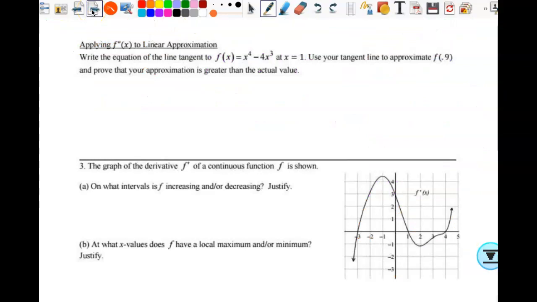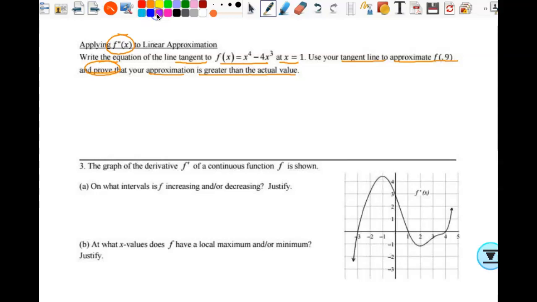Okay. Now, we're going to apply f double prime to linear approximation. So this says, write the equation of the line tangent to this function at x equals 1. Use your tangent line approximation of f of 0.9 and prove that your approximation is greater than the actual value. Is it asking me if it is greater than the actual value? No. It's saying prove it. So if I do it correctly, will this be greater than the actual value? Yes. Okay, so make sure when you're reading the questions you know that.